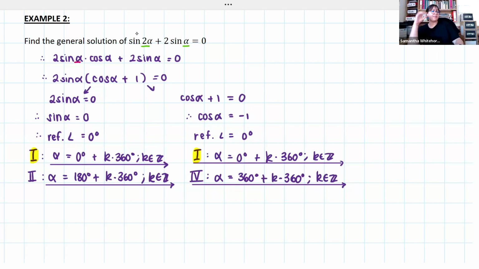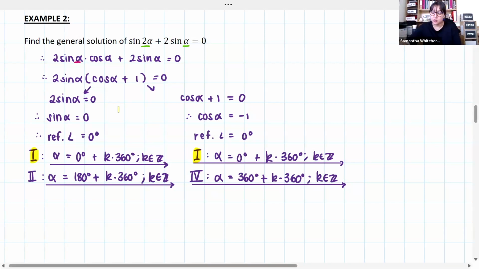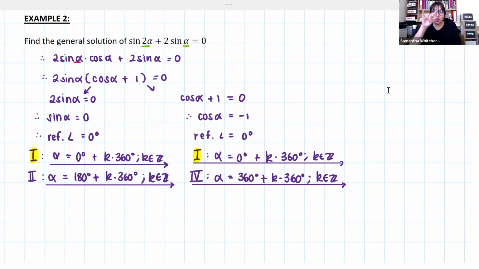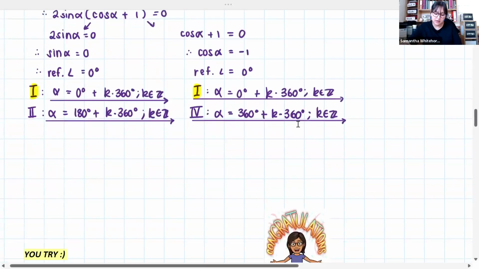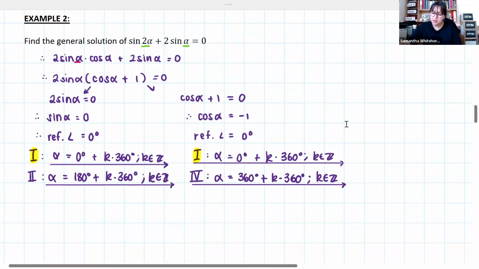So this example shows you that sometimes we need to use our double angle formulas to expand to get single angles, and then we can potentially solve. Sometimes we have to use factorization in order to solve. If you are factorizing, it often means you're going to have 2 equations that you solve, so you end up having 4 solutions. Let's take a screenshot of this one, and then I'm going to give you one to try.